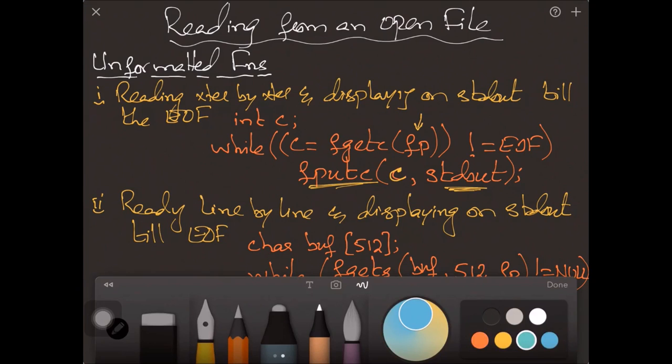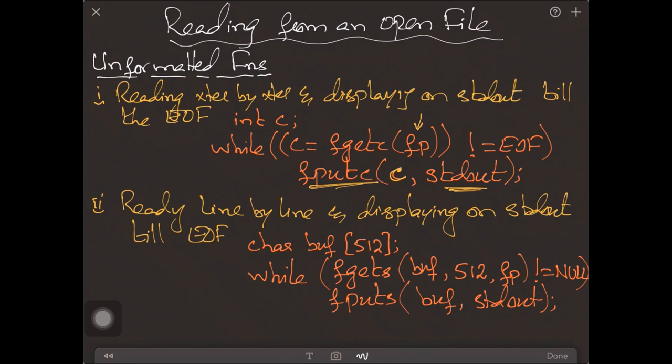Well, this fgets function has three arguments. This call reads at most one less than this number of characters. It will read 511 characters from the stream pointed to by this fp. It can be stdin. And it will paste them in the buffer pointed to by this buff.